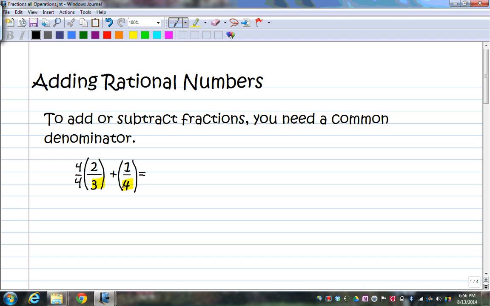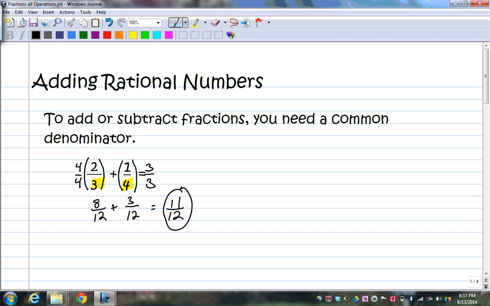So on the other side, what would I multiply 4 by to get 12? And it would be 3. I would do that on the top and the bottom. Numerator times numerator, so 4 times 2 is 8, over denominator times denominator, 4 times 3 is 12, plus 3 times 1 is 3, over 3 times 4, which is 12. Now, the denominators are the same, so I can add the numerators. Here I have 8 plus 3 gives me 11, and I keep the denominator. If I can simplify the fraction, I will, but I cannot. 11/12 is the answer.